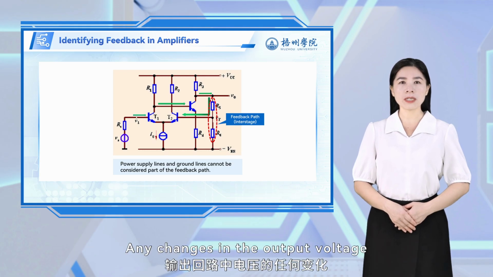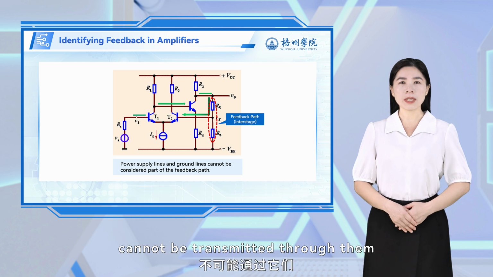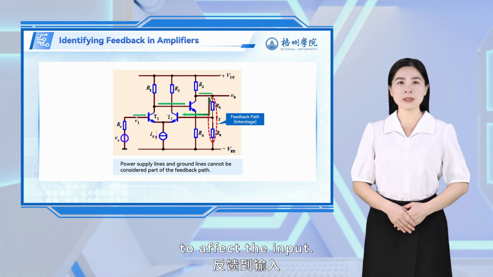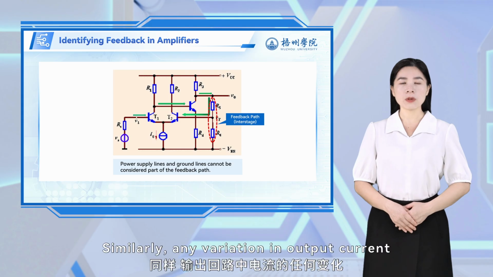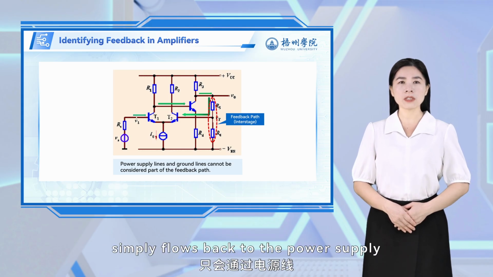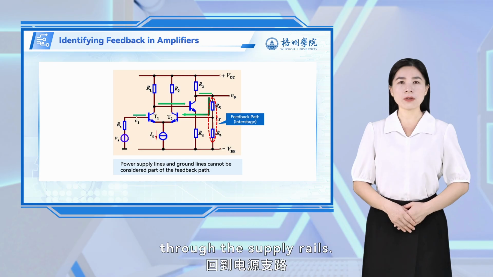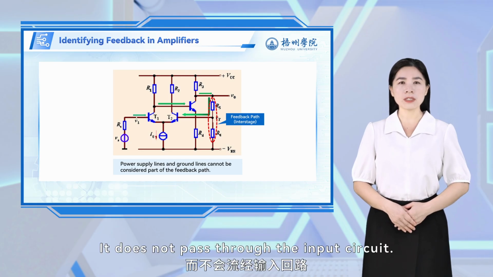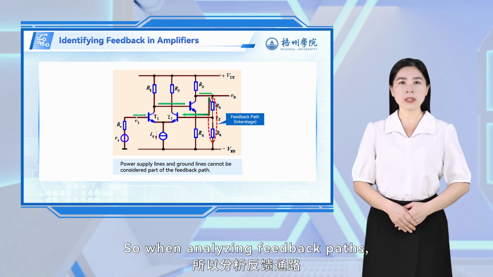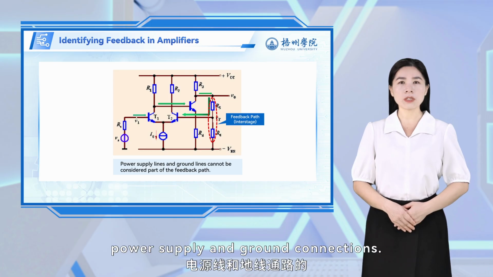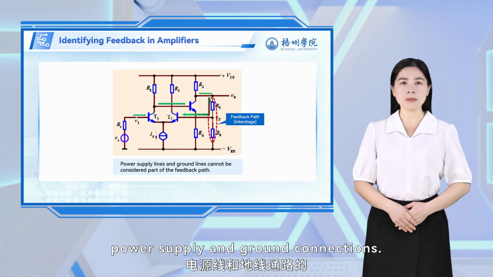Any changes in the output voltage cannot be transmitted through them to affect the input. Similarly, any variation in output current simply flows back to the power supply through the supply rails. It does not pass through the input circuit. So when analyzing feedback paths, you can safely ignore power supply and ground connections.